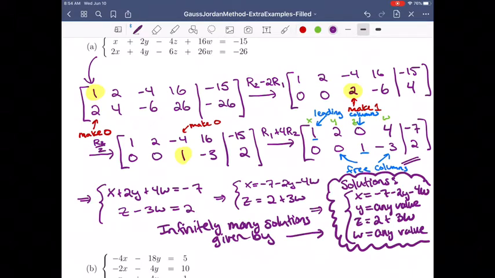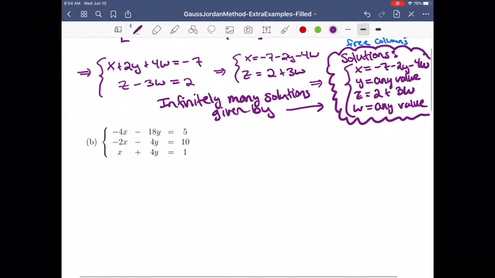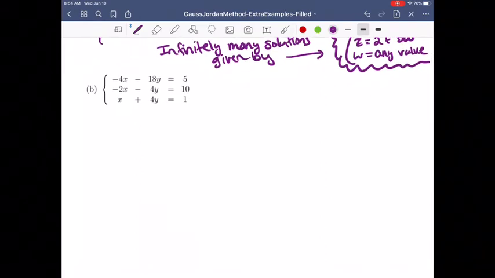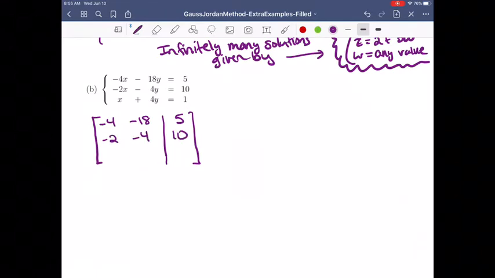Okay, let's try another one. Here I have 3 equations, so I'm going to have 3 rows in my matrix. So negative 4, negative 18, the line, and then 5. That's row 1. Row 2, negative 2, negative 4, 10. And then my last one is 1, 4, 1. I want to pivot around this entry, which we could do because it's not 0.